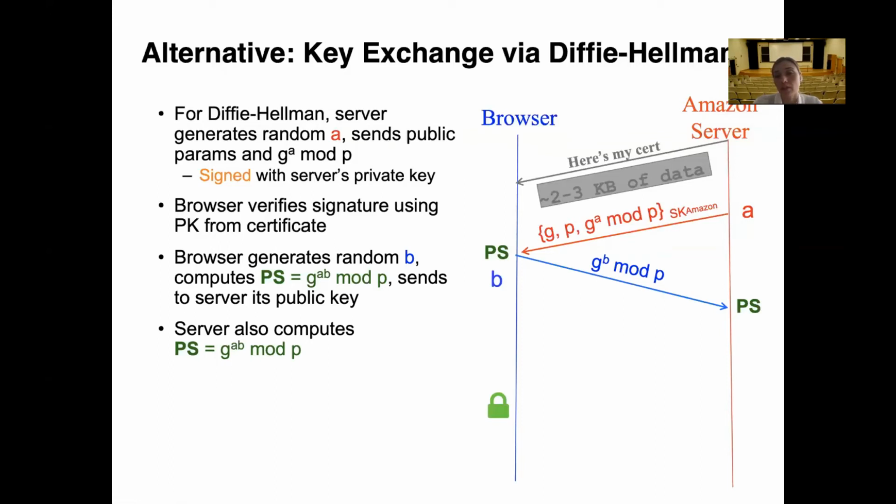So again, if the man in the middle changes this quantity to be something else, then the browser is going to compute a different PS. The question is, how will the two of them realize that the PS that the browser computed is different from the one that the server computed? Anyone wants to raise their hand?